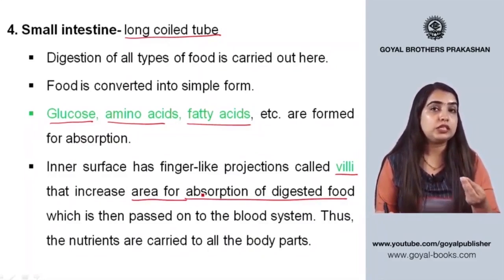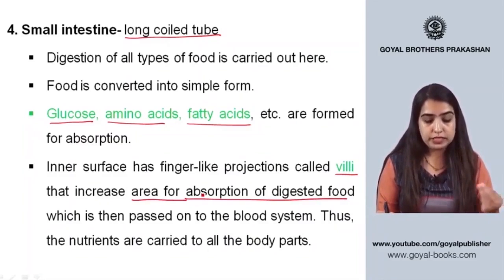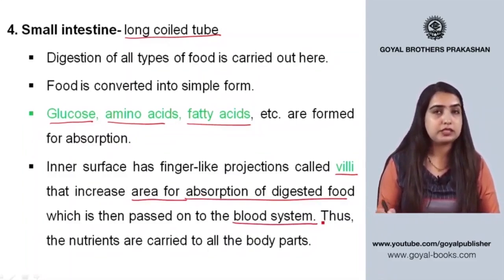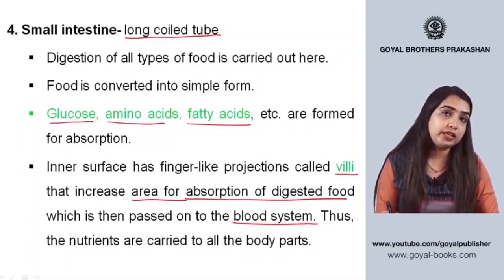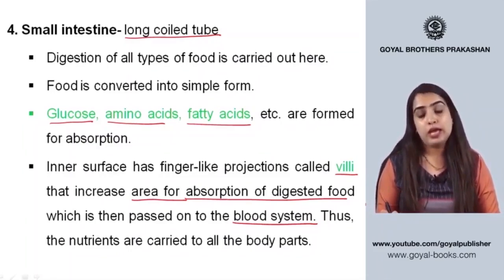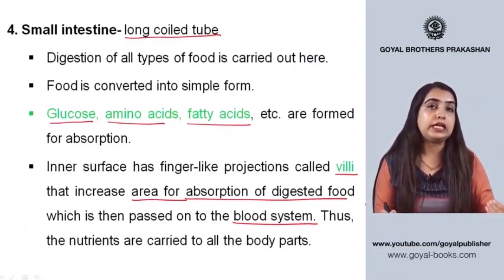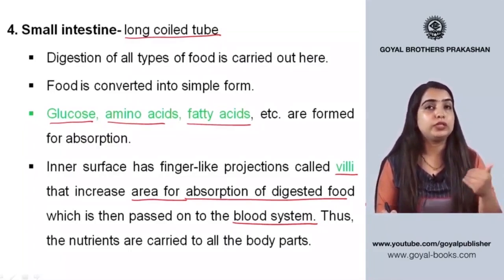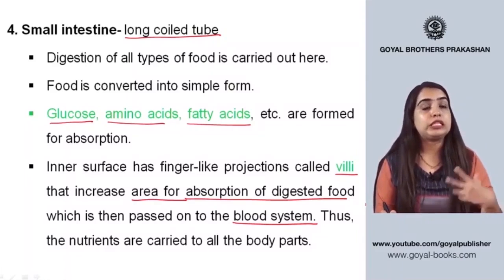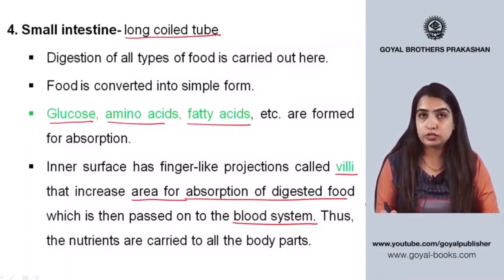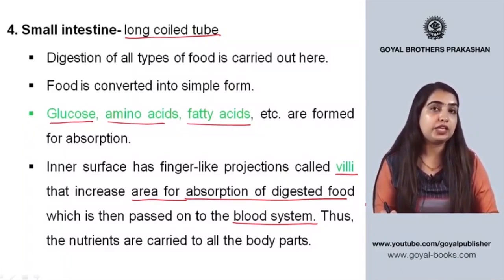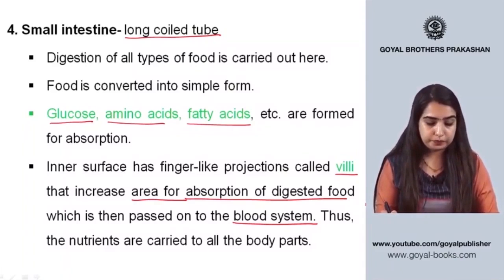Because once this digested food is absorbed, it is passed on to the blood system, and the nutrients are carried to the entire body. Because the blood is a connective tissue, it flows through the entire body, so it carries along with it the nutrients which are absorbed by the digestion of the food.